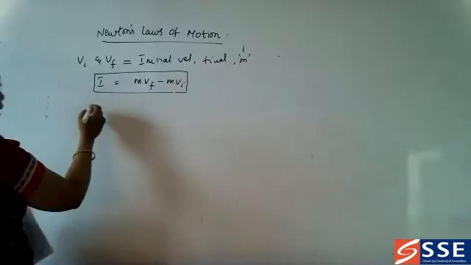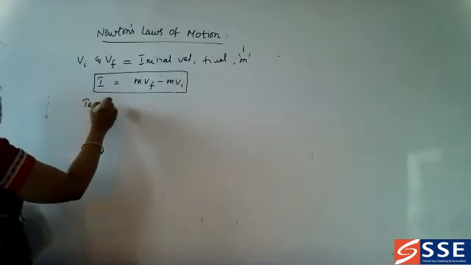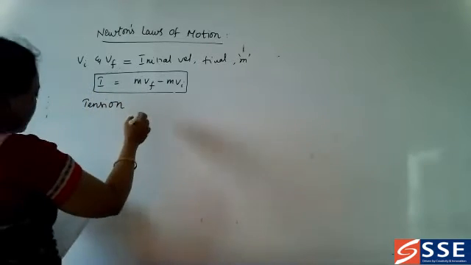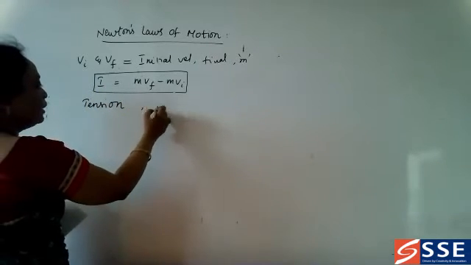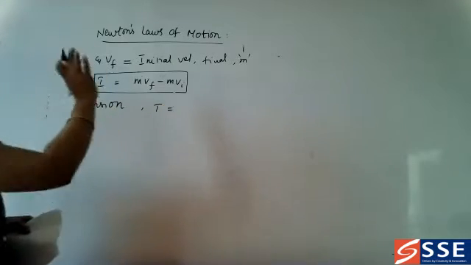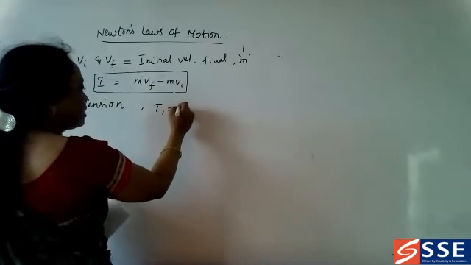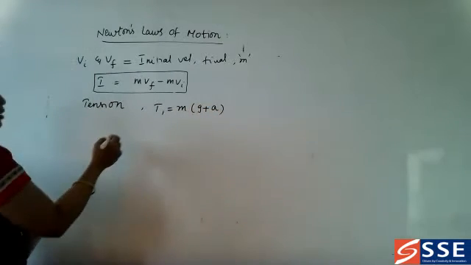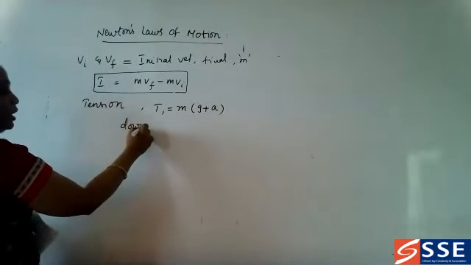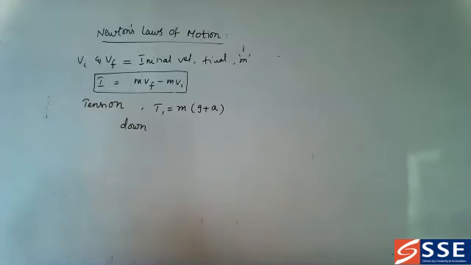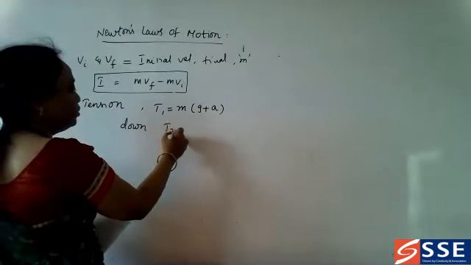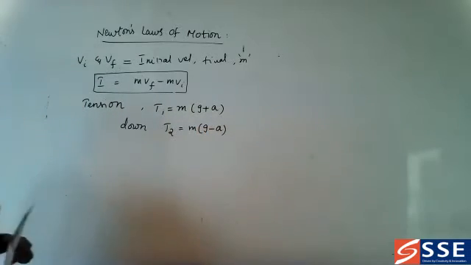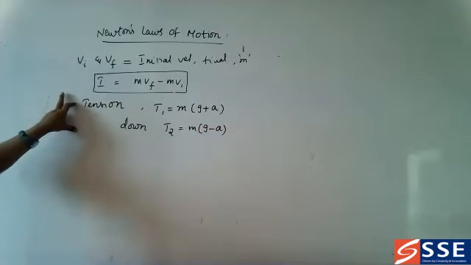And suppose you are taking tension in a string. When it is lifted in the upward direction, the tension equation can be written as T1 equals m into (g plus a). Similarly, in the downward direction, how do you write the tension? T2 is equal to m into (g minus a). So these are the two important formulae.